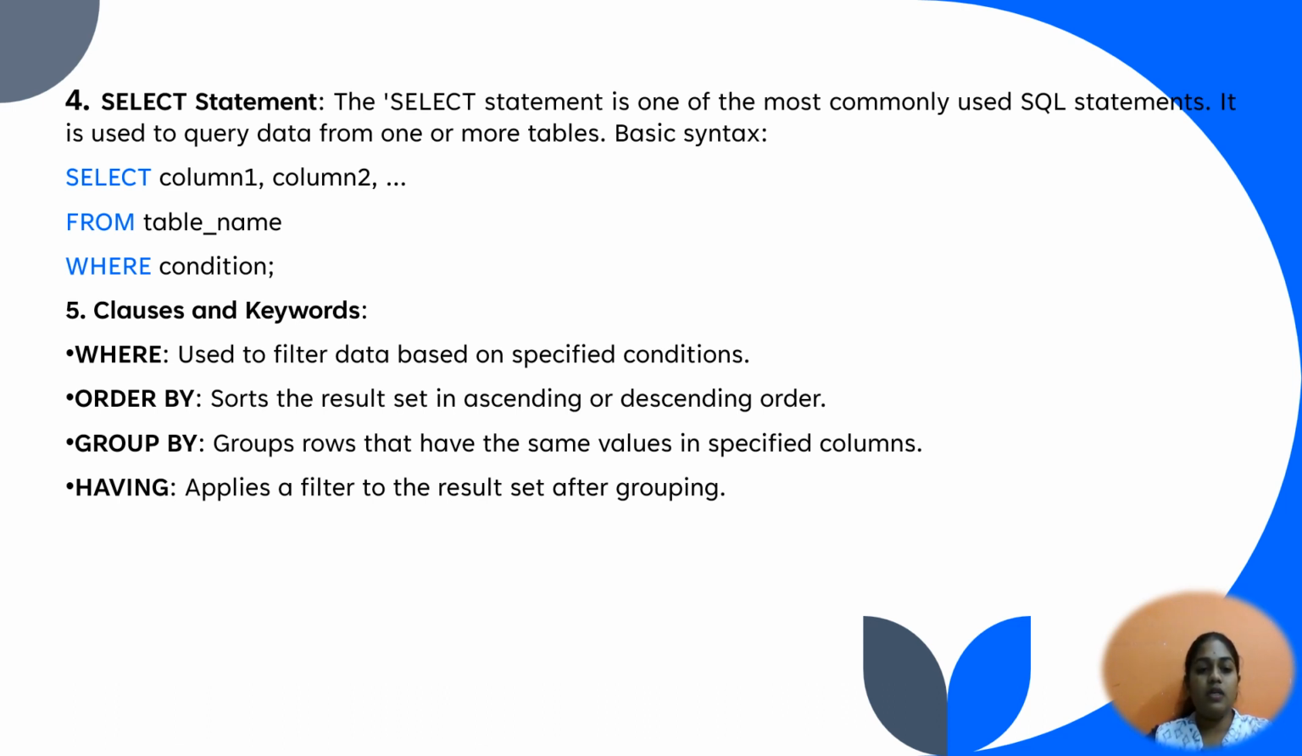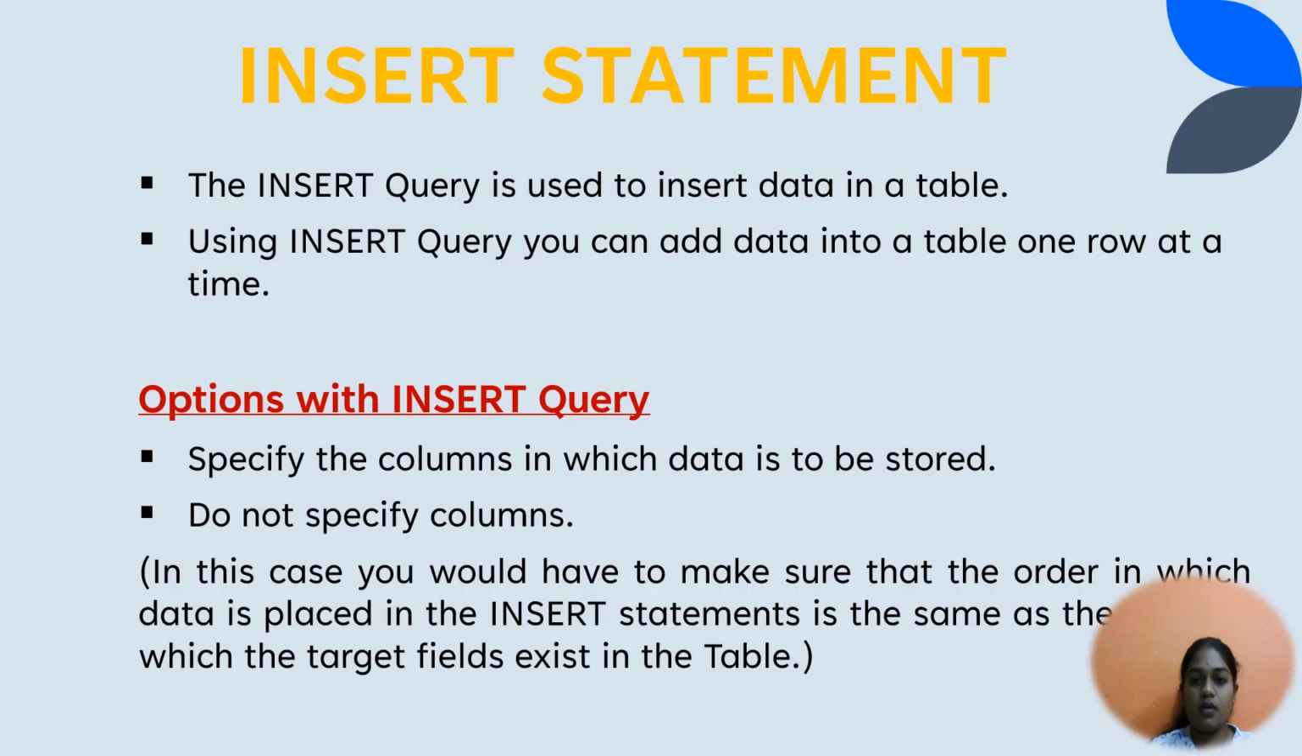Clauses and keywords: where is used to filter data based on specified conditions. Order by sorts the result set in ascending or descending order. Group by groups rows that have the same values in specified columns. Having applies a filter to the result set after grouping.